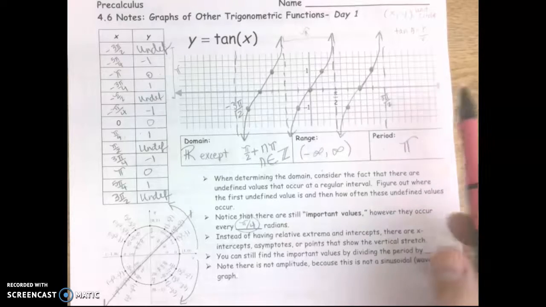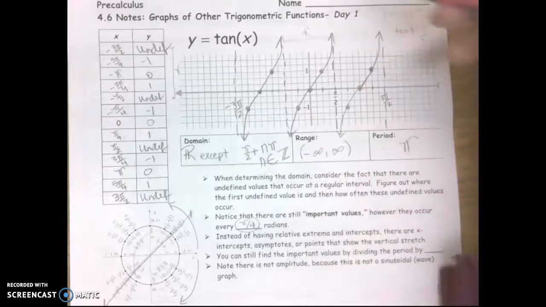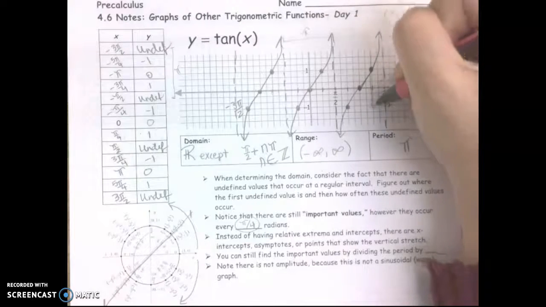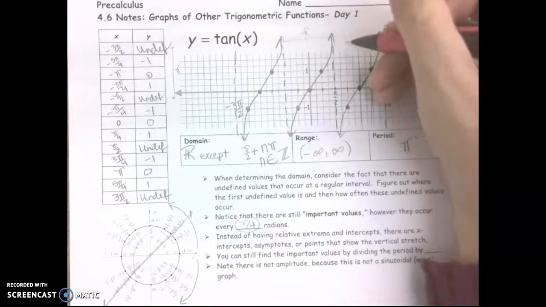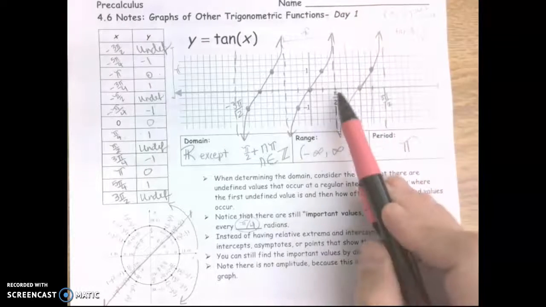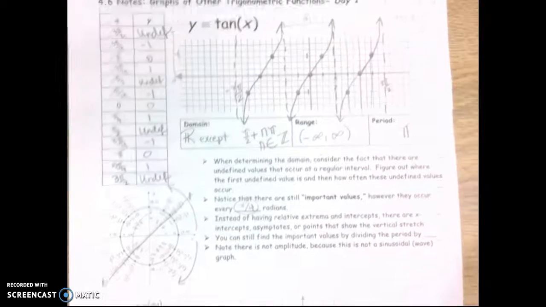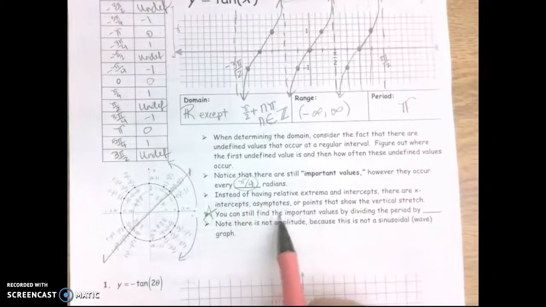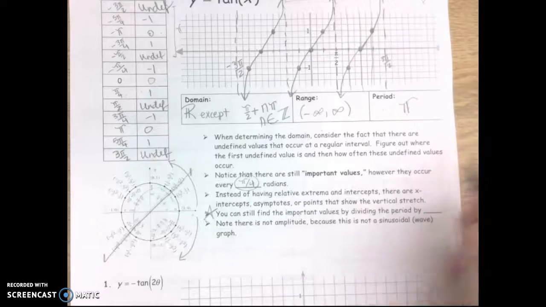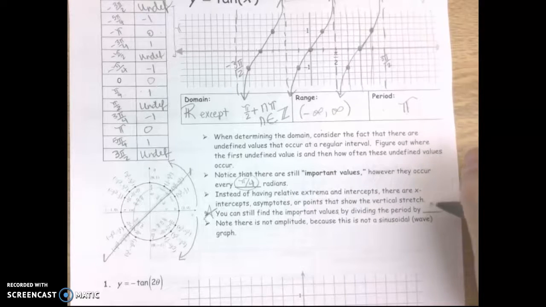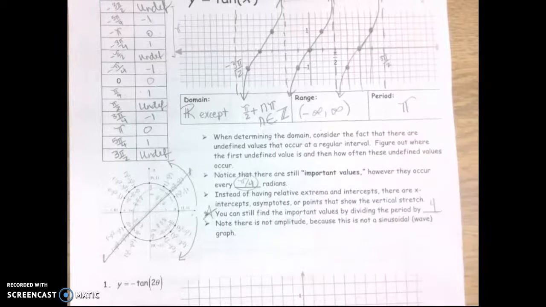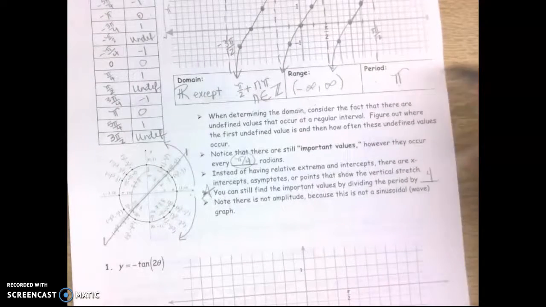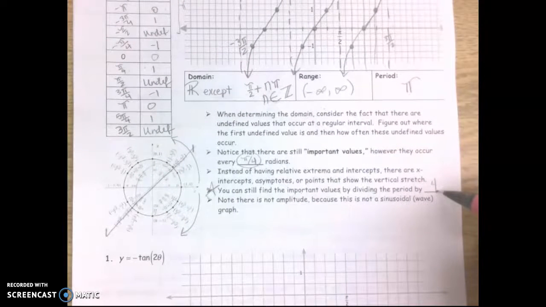All right, so if each period is pi, you'll notice that each one of these special points right here is the same distance apart. So right here, one thing to keep in mind is you can still find the important values by dividing the period by 4. So we recognize our period. We can use the quarter periods to find the critical values.